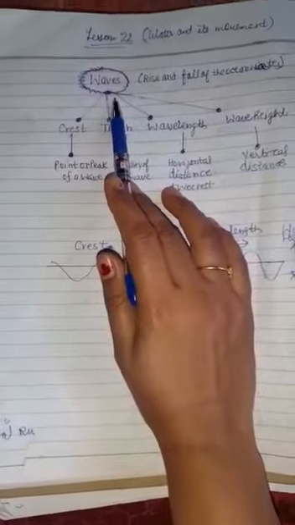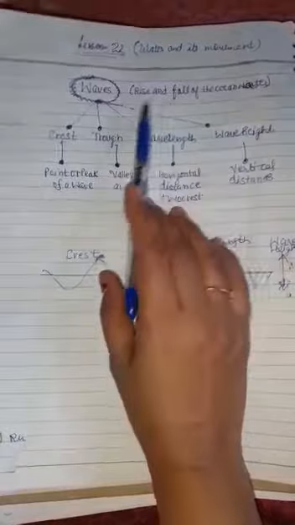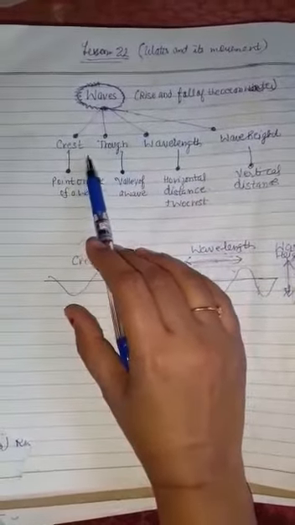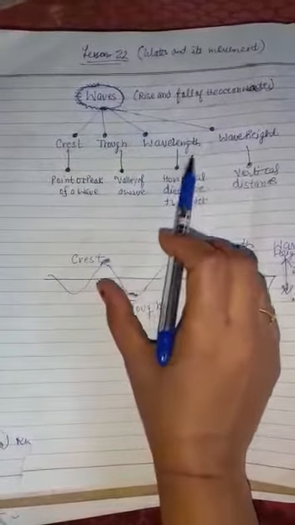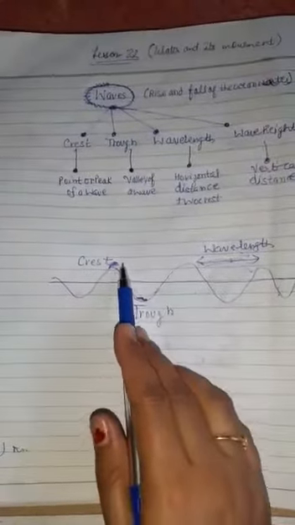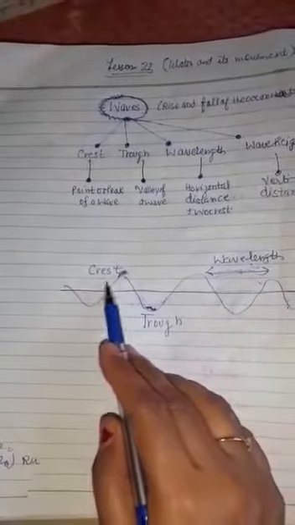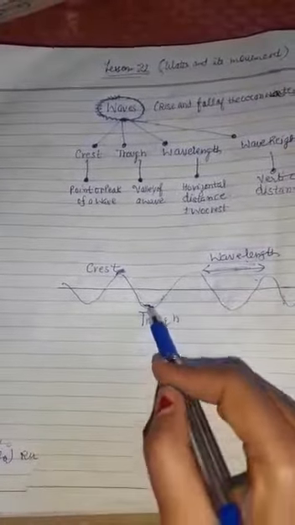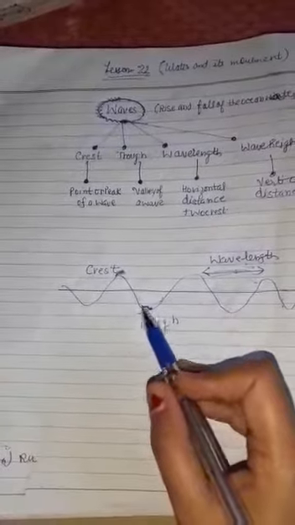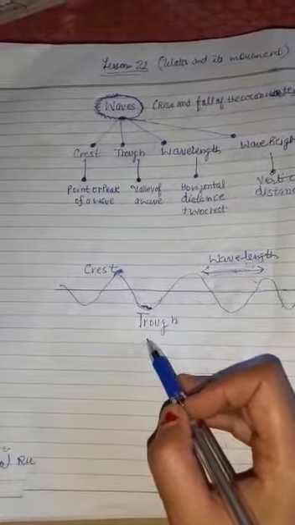So students, what are waves? The rise and fall of the ocean water on the surface of the ocean is called a wave, and it is divided into four: crest, trough, wavelength and wave height. If you look at this diagram, you'll see here this one is crest. It means the highest point or peak of a wave is called crest. And look at this one, trough, where trough is written. It means this is the lowest point, and it looks like a valley shape.